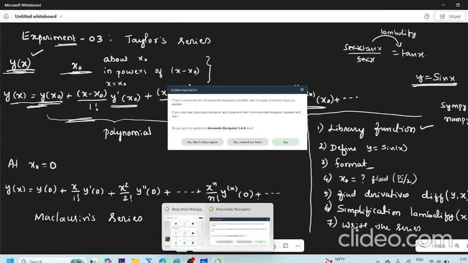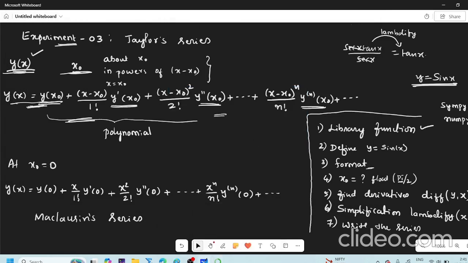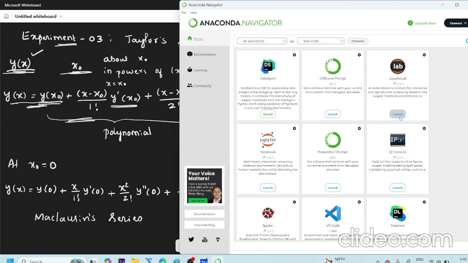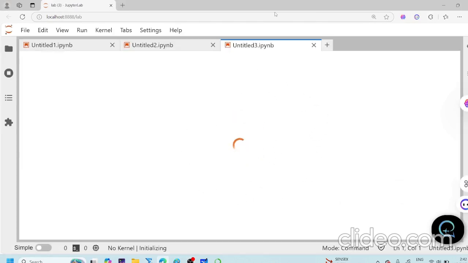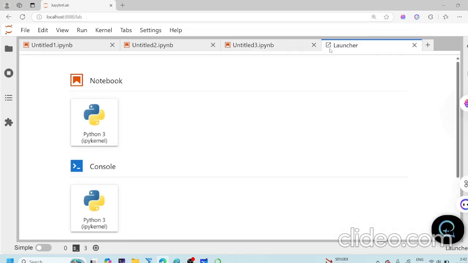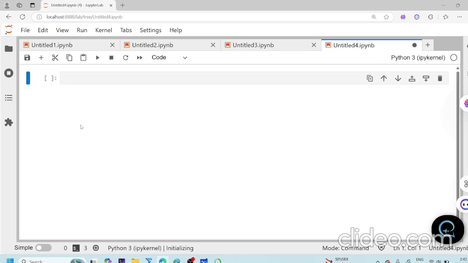If you wish to plot the graph of the function, then I have to call matplotlib. So that is optional. Let us call it later. Now let me write the Python code to find the Taylor series expansion of sin x about the point x equal to pi by 2. Right. So now I'm launching Anaconda and then Jupyter Lab. Here we are going to write our code. Okay. Let me take a new console. So here is the cell.